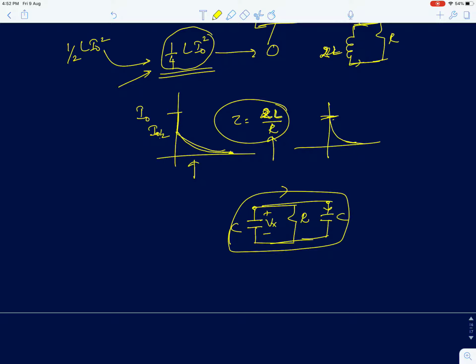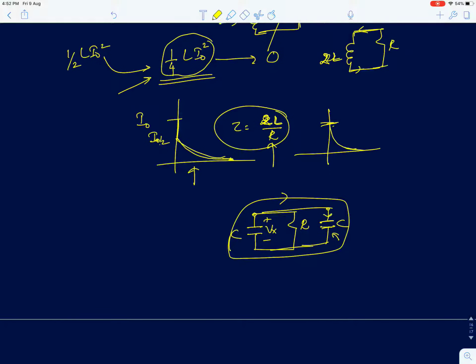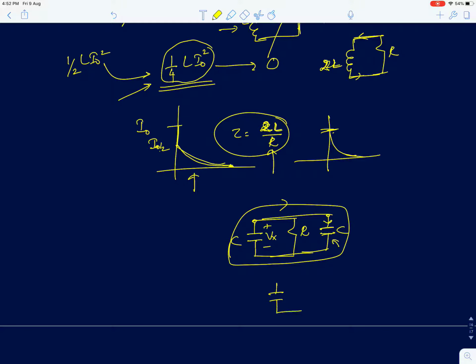The charge sharing is going to happen between these two capacitors, and the voltage is suddenly going to drop down to Vx by 2. Because there is a finite voltage drop across this resistor as long as there is charge across both the capacitors, it will keep on dissipating power until the voltage across both the capacitors goes to 0. So the resistor will eventually dissipate all the energy present in both the capacitors.